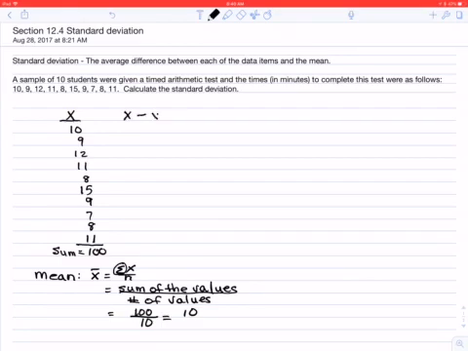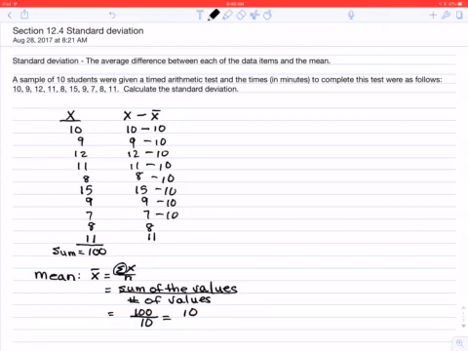Take each value and I'll subtract the mean. So I'll list the values again. From each of those values, I'm going to subtract 10 since that's the mean. Well, 10 minus 10, that's 0. There's no difference. 9 minutes was 1 below 10.